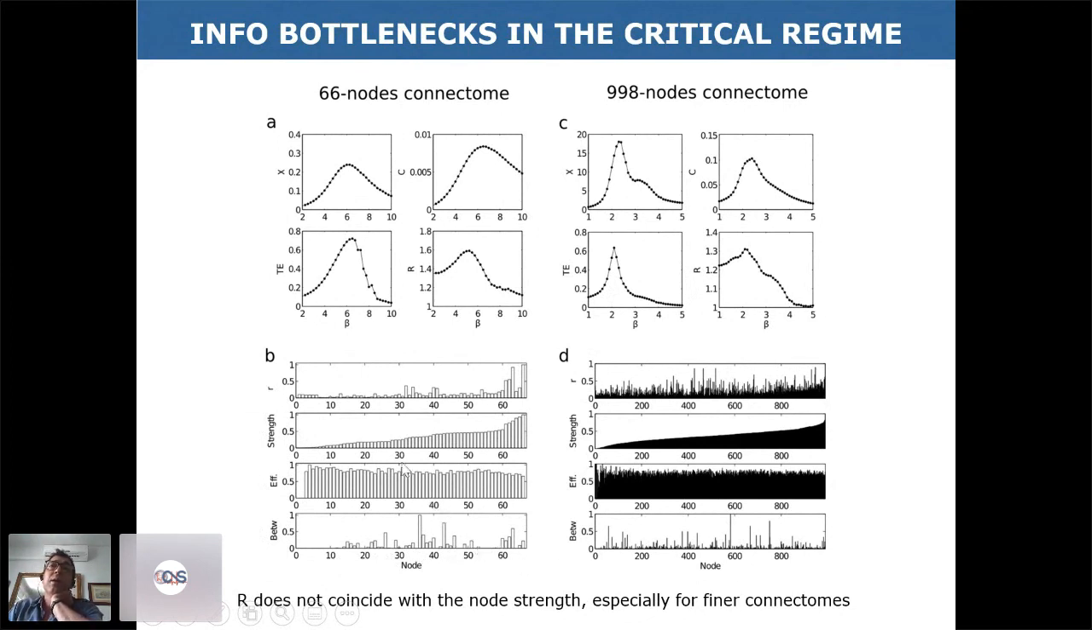We see that for small networks, we have a sort of linear dependency on the strength, even though it's not exactly the same thing. So we have a kind of hole here, and some higher values here. On the other hand, for a finer connectome, we see that this dependence is only minimally present. We have some nodes which have a lower degree of connectivity, but a higher bottleneck ratio.